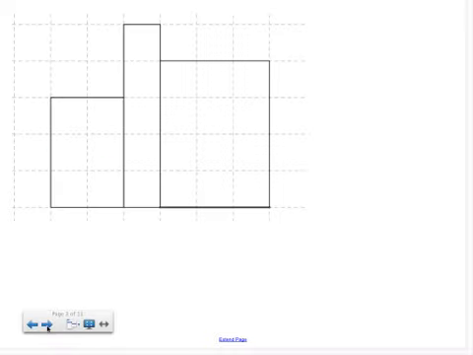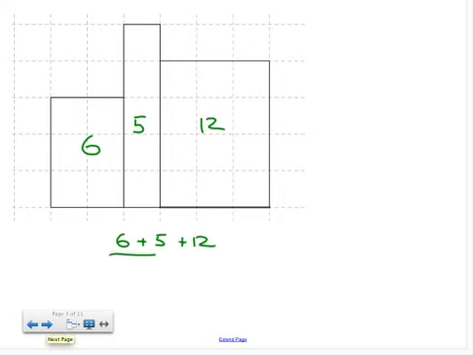So, over here, I now have three rectangles. This one has an area of 6, this one has an area of 5, and this one has an area of 12. This time, I'm going to add up the areas: 6 plus 5 plus 12. That's the sum of the areas. I'm going to divide by the sum of their bases. So that's 2 plus 1 plus 3. This gives me 23 over 6, which is going to be 3 and 5/6.